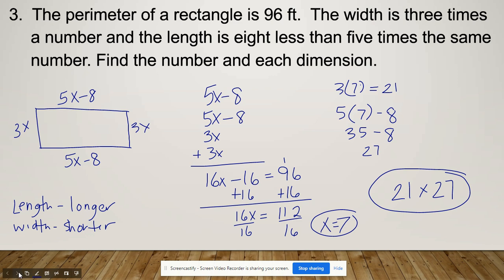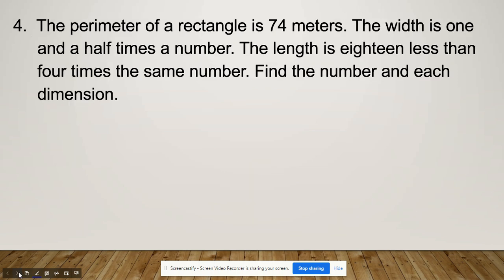All right, let's take a look at another example like that one. Again, we have a rectangle. This time we know the perimeter is 74 meters. The width is 1.5 times a number. So remember, guys, we've seen 1.5 a lot. 1.5 is 1.5x. And that's for both the widths. And then the length is 18 less than 4 times the same number.